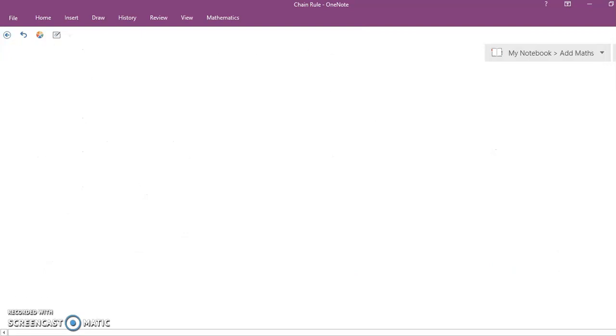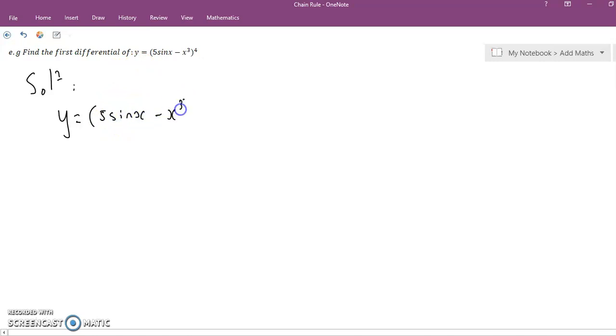Alright, so let's go into the next question now. Alright, so find this first differential here. So remember the word differential and derivative and all of those things mean the same thing, right? So our solution, I'll do it the long way. Y is equal to 5 sine x minus x cubed to the power of 4. So you let u be equal to the inner function, which is 5 sine x minus x cubed.